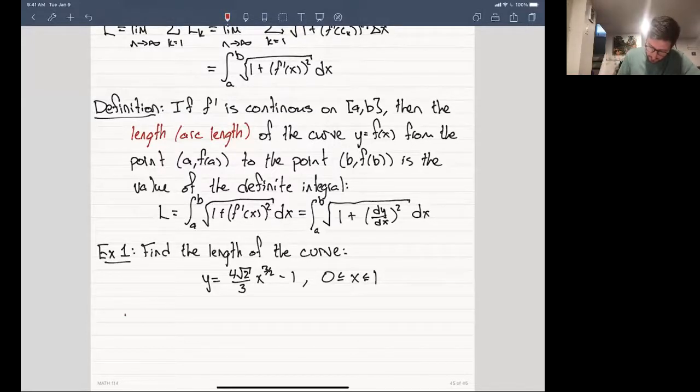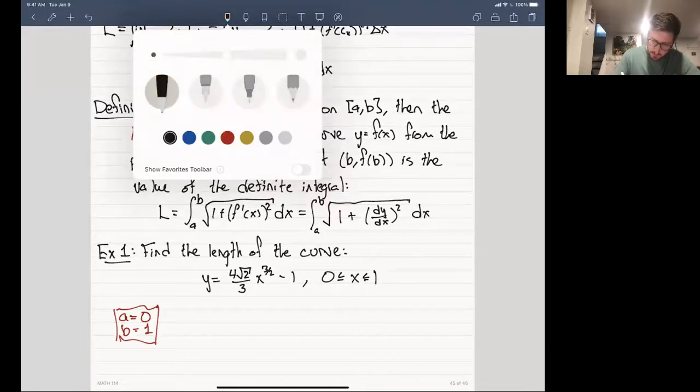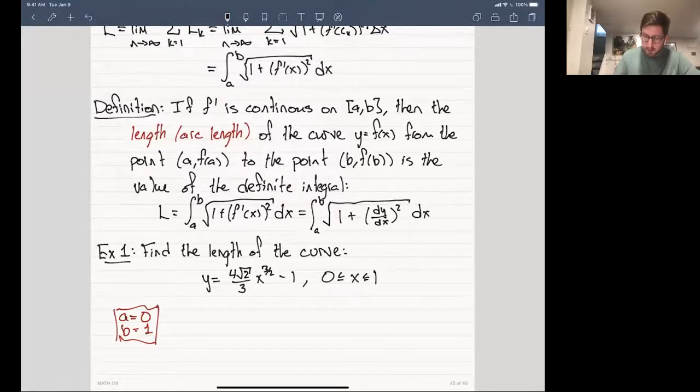Because now we just have a formula that we need to plug the appropriate pieces into. So let's say a is the left endpoint, that's equal to 0. b is the right endpoint, that's equal to 1. Maybe I'll just put that in a little box to save for later. Now I need my derivative. So this tells me that dy/dx, using Leibniz notation again, is 4 times the square root of 2 divided by 3, multiplied by 3 over 2, x to the 1/2. And we can simplify this a little bit. This is going to give me 2 times the square root of 2, x to the 1/2.